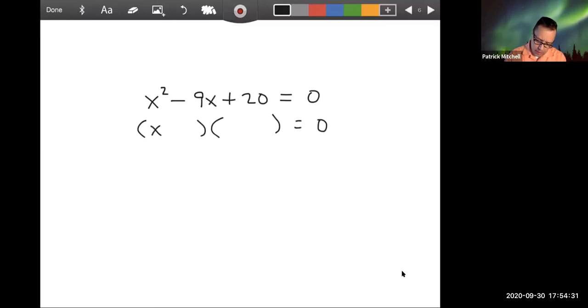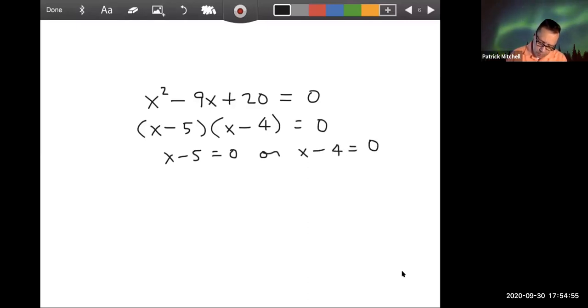I need two numbers that add and multiply to positive 20. Those would be negative 5 and negative 4. So if x minus 5 times x minus 4 equals 0, the only way that could happen is if either x minus 5 is 0 or x minus 4 is 0, which would mean x is 5 or x is 4. But those are only proposed solutions.